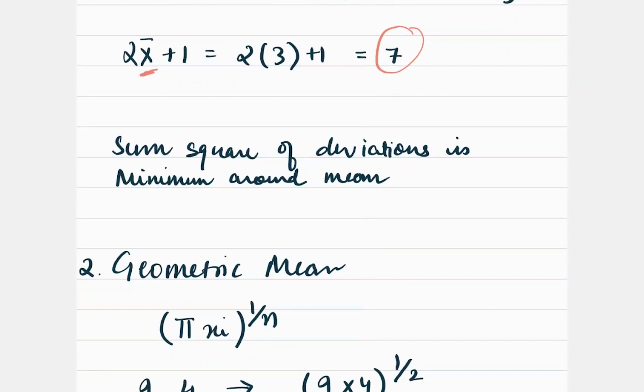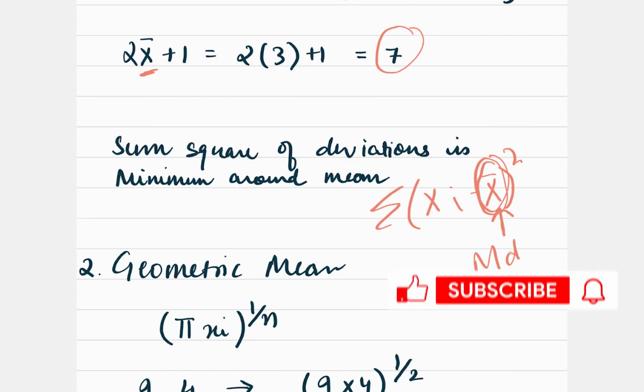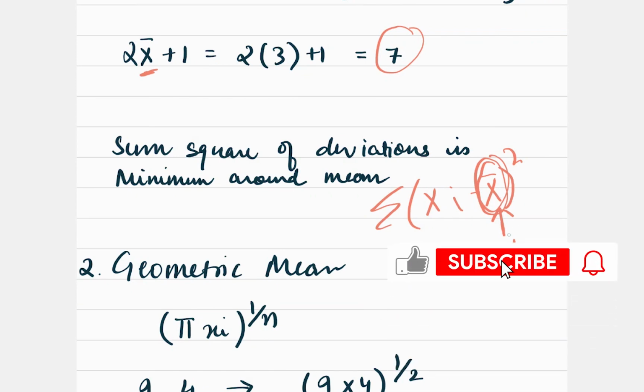Also, another important property to note is that the sum of squares of deviations is minimum around the mean. When we say sum of squares of deviations, it is simply the summation of (xi minus x bar) whole square. It says that whenever we have x bar here, then that deviation will be minimum. If instead of arithmetic mean, let's say we use median, then this value will always be greater than the sum of squared deviations around the mean.